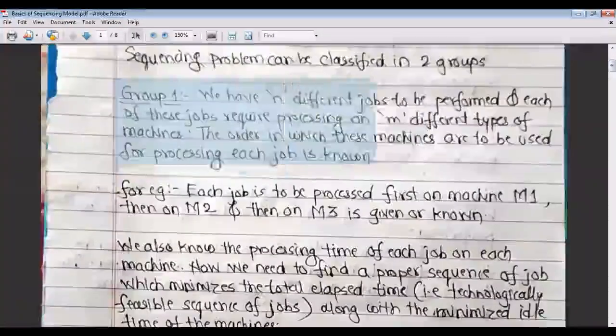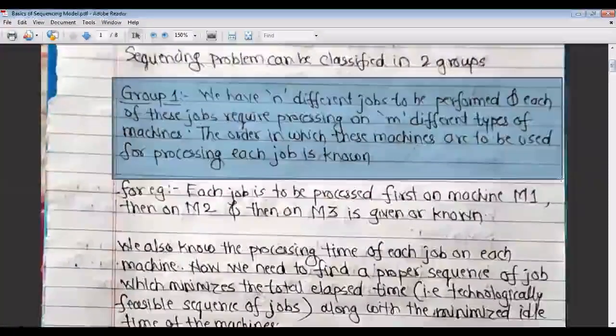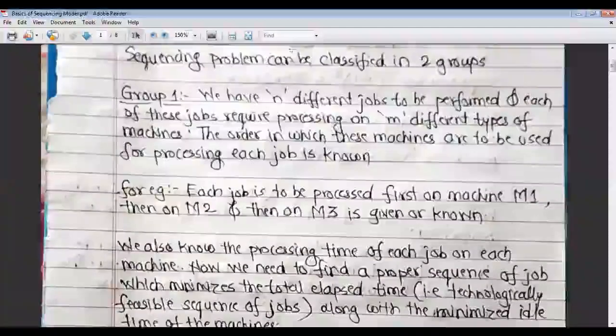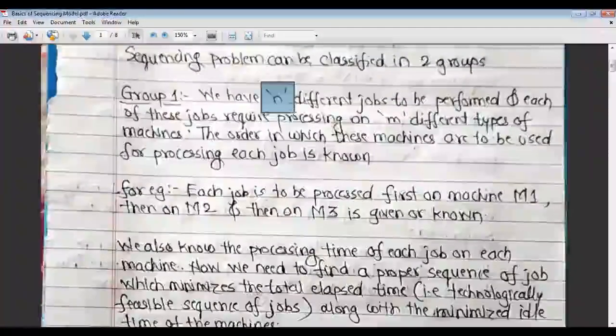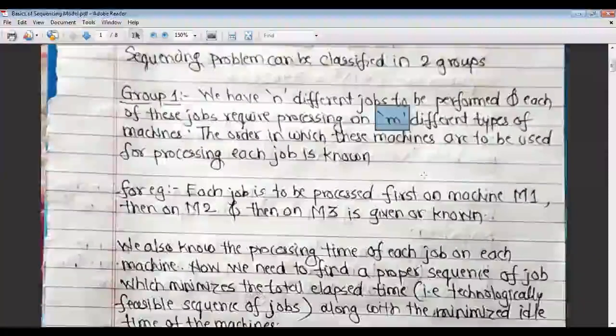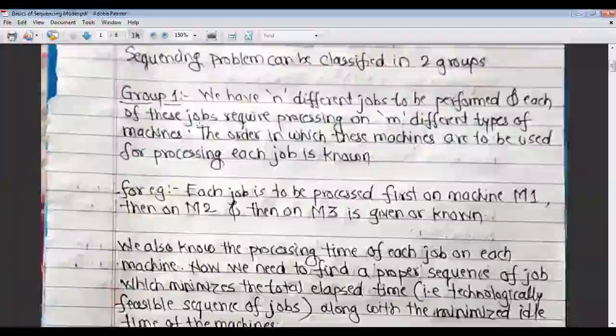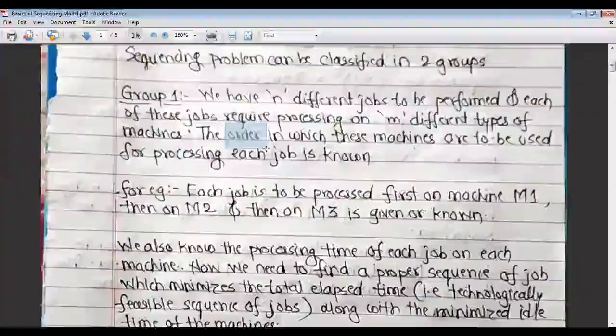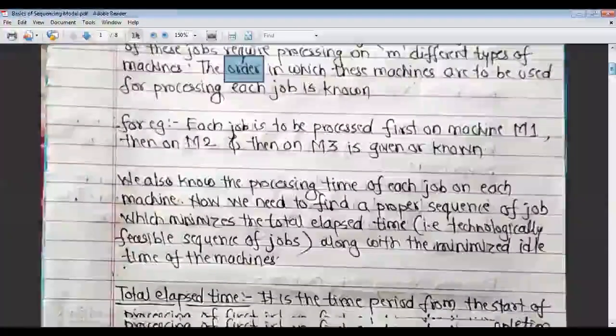This is group one, and the explanation goes as follows. We have n different jobs to be performed, and each of these jobs requires processing on m different types of machines. The order in which these machines are to be used for processing each job is known. So for group one type of problem, what are the known things? We know the number of jobs, we know how many machines are available, and we also know the processing order, the order in which the machines are to be used for processing, right?